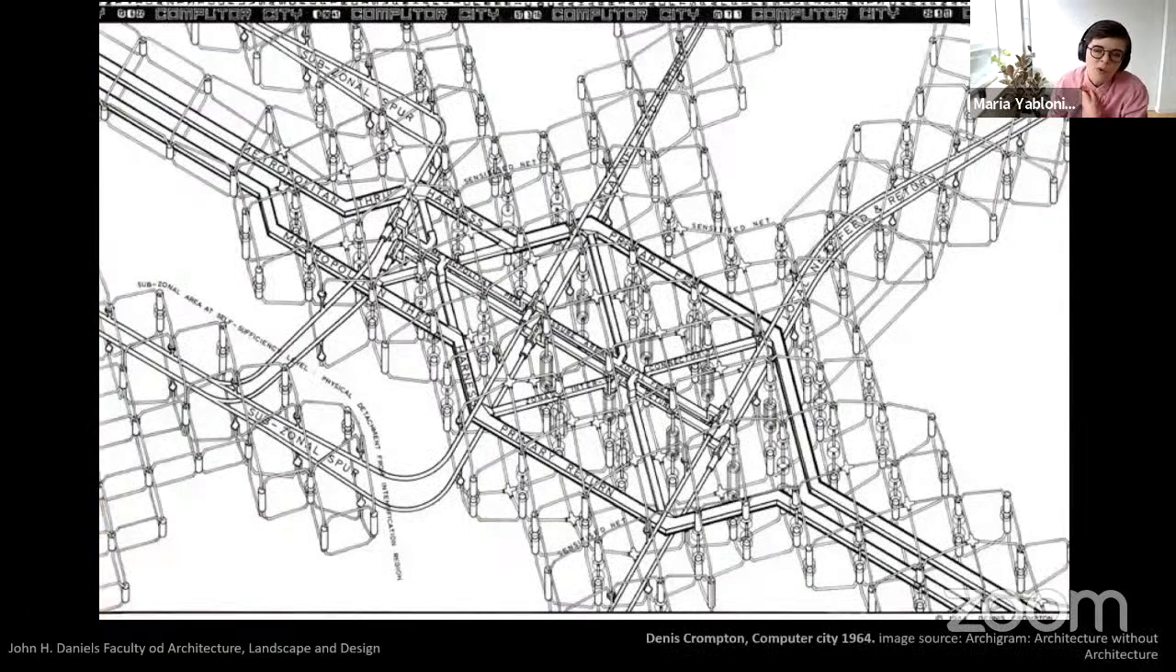And then from the other perspective, when we think about the whole machine designer relationship, we cannot really skip all of the speculative work that happened. Just like with the previous examples, there's no good way to trace everything, and that would take its own lecture. But a couple of examples I would like to mention is Dennis Crompton from Archigram and his piece Computer City, where the metaphor of a computer is almost literally translated into a design and a drawing of the city.